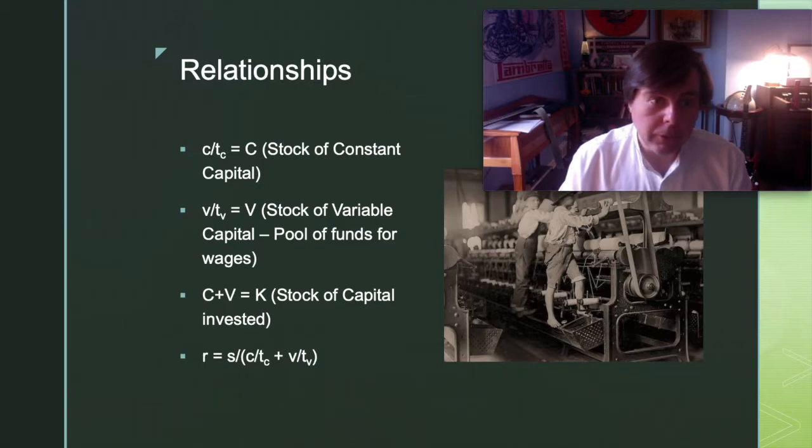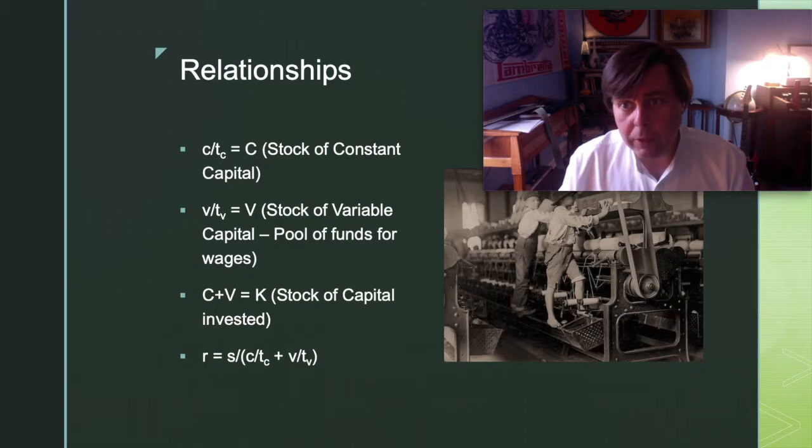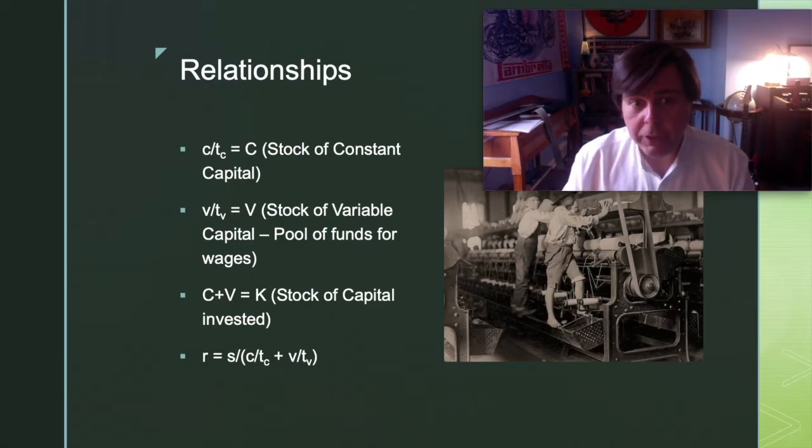Right, so that's available in production. Similarly, lowercase v over uppercase V gives the stock of variable capital, and just try to understand what this is all about. Recall the wages fund doctrine from Mill or from Ricardo or any of those. This v over V is essentially the same idea. It's the pool of funds available for wages, right?